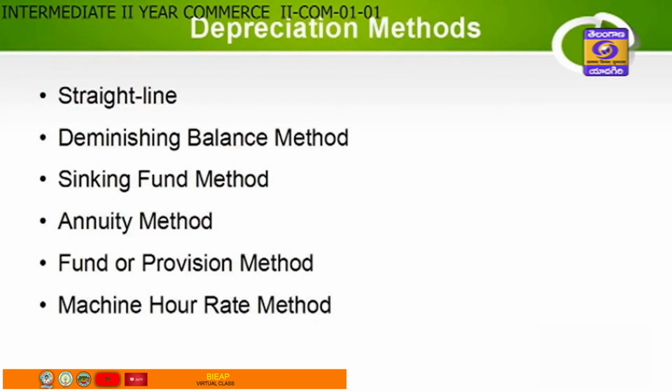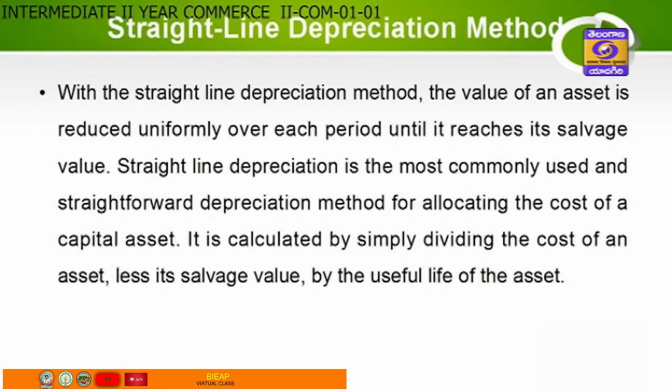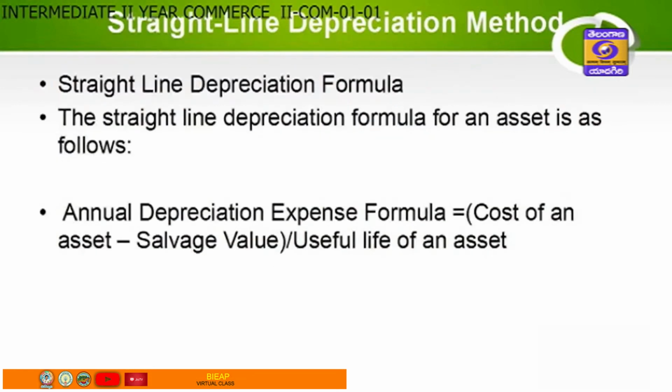Straight line method, or the other names for straight line method: fixed installment method, original cost method, can also be used. In this method, for an entire year, the depreciation amount is a fixed one. That means if the depreciation was calculated for the first 12 months, for the next 12 months also, the same amount will be shown as the depreciation amount. That means years together, the depreciation will be unchanged. This is the main feature of straight line method.